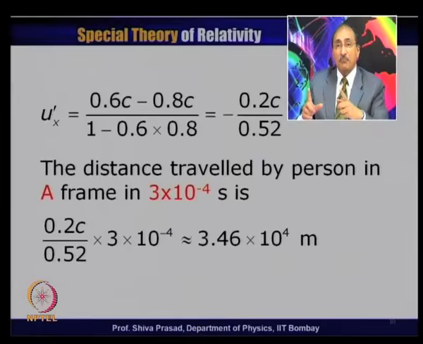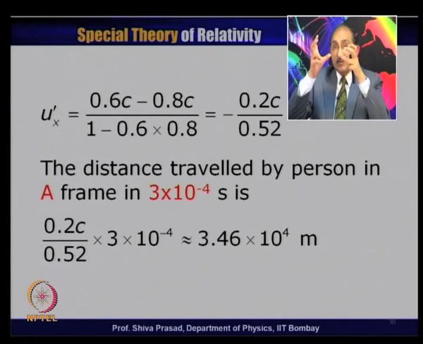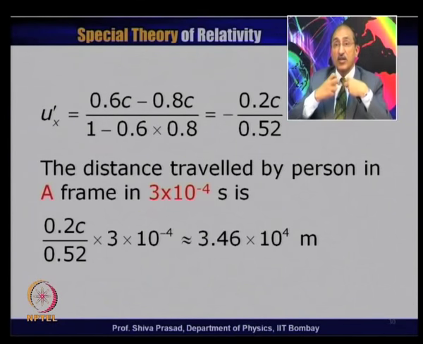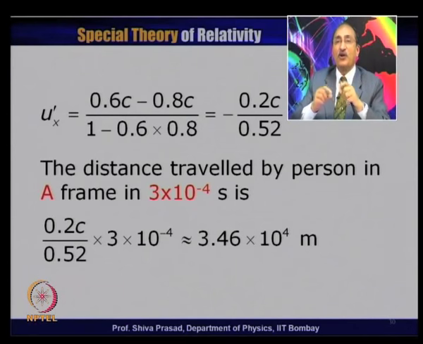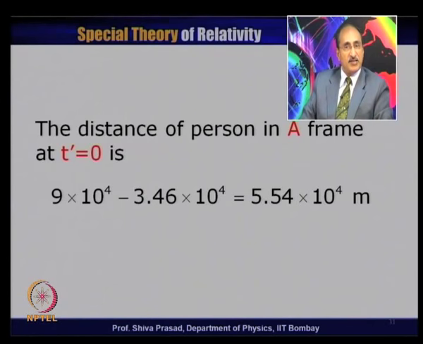So, this is the distance that the compartment would have moved in the ambulance frame of reference towards him. The original distance at time 3 into 10 to the power minus 4 seconds was 90 kilometers. I have to subtract this distance from 90 kilometers to find the coordinate, or the position, of the person in the frame of reference of the ambulance at t prime equal to 0. That is what I have done in the next transparency.